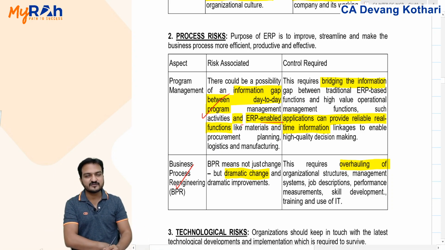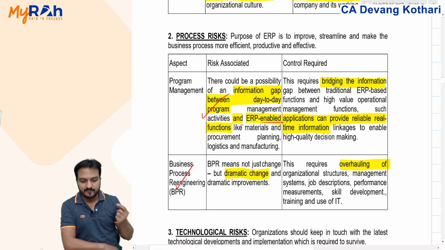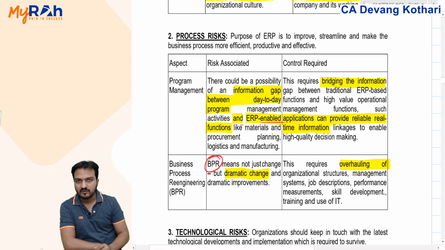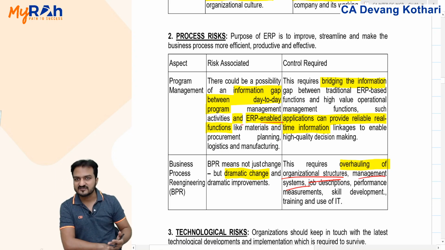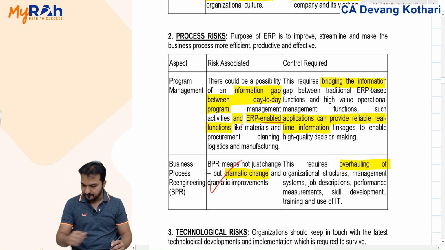And business process re-engineering. If the ERP leads to BPR, you know that BPR will lead to drastic changes in the method of working. Then it might need major changes or overhauling, changes in the organization structure, changes in management system, job descriptions, so many processes might change. That is also a risk here.